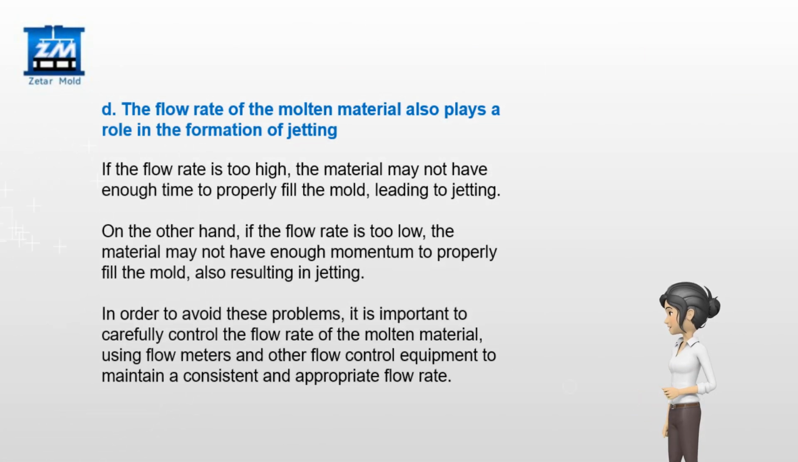D. The flow rate of the molten material also plays a role in the formation of jetting. If the flow rate is too high, the material may not have enough time to properly fill the mold, leading to jetting. On the other hand, if the flow rate is too low, the material may not have enough momentum to properly fill the mold, also resulting in jetting. In order to avoid these problems, it is important to carefully control the flow rate of the molten material, using flow meters and other flow control equipment to maintain a consistent and appropriate flow rate.